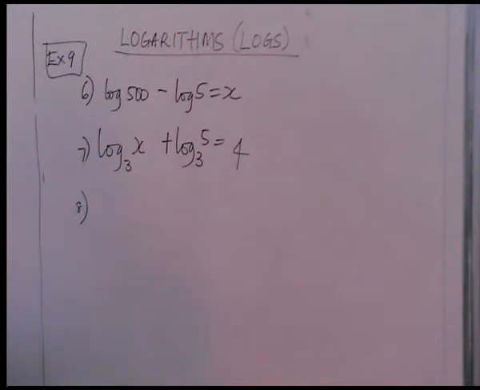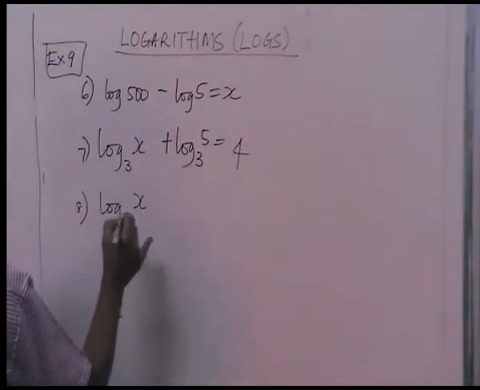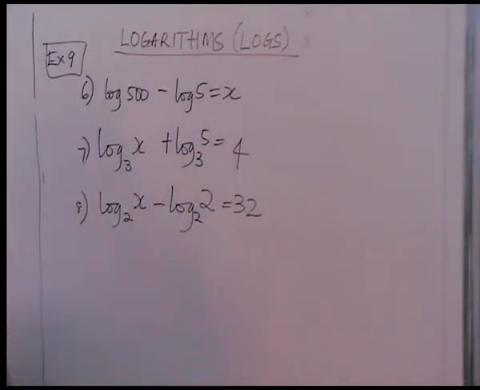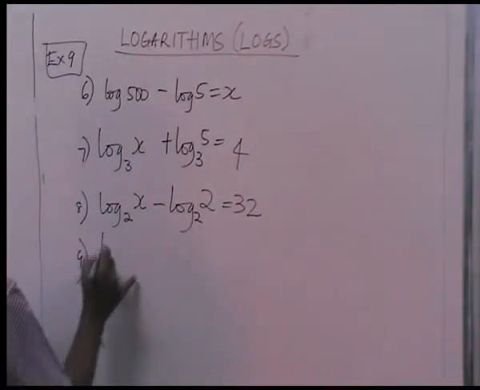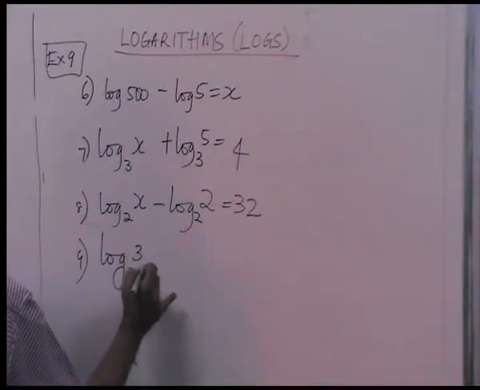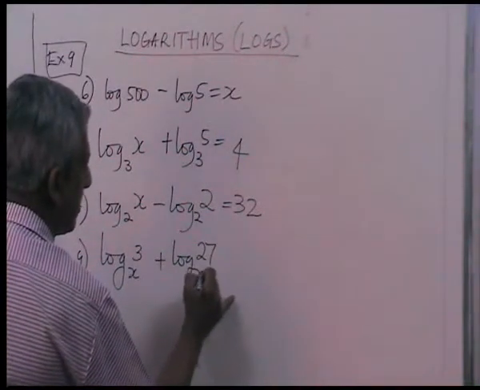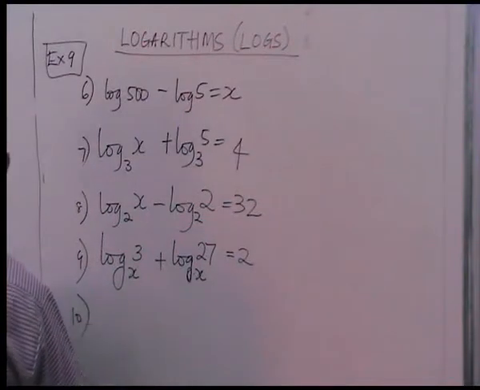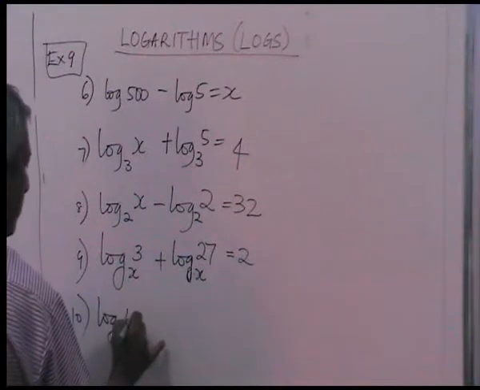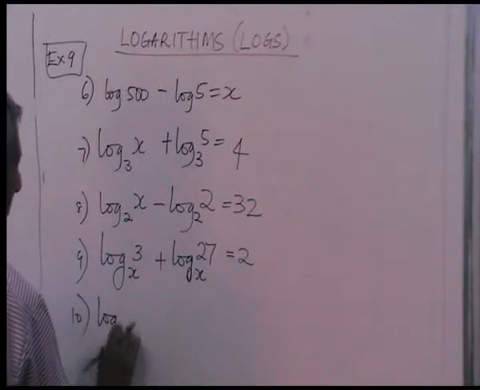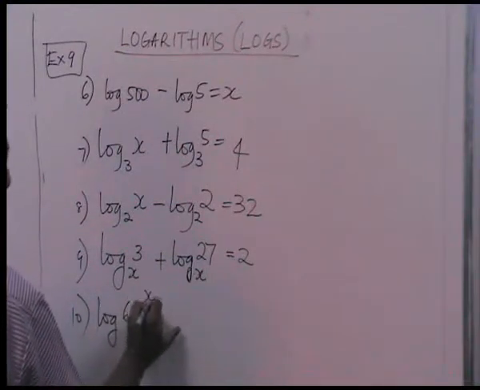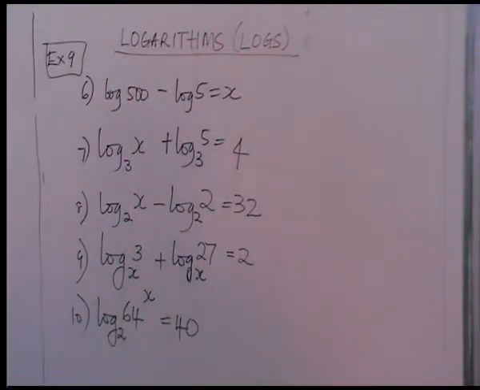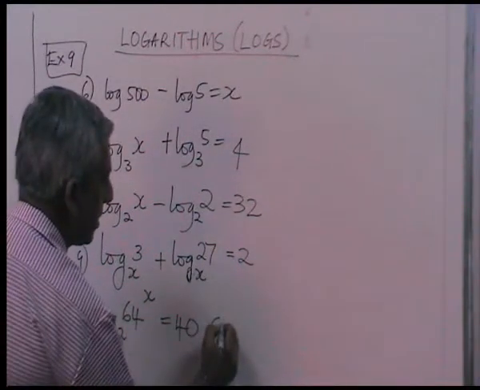Number 8, log of x to the base 2 minus log of 2 to the base 2 is equal to 32. Number 9, log of 3 to the base x plus log of 27 to the base x is equal to 2. And finally, number 10, log of 64 to the index x to the base 2 is equal to 40. All right. So the last one, you can just do it correct to one decimal place.